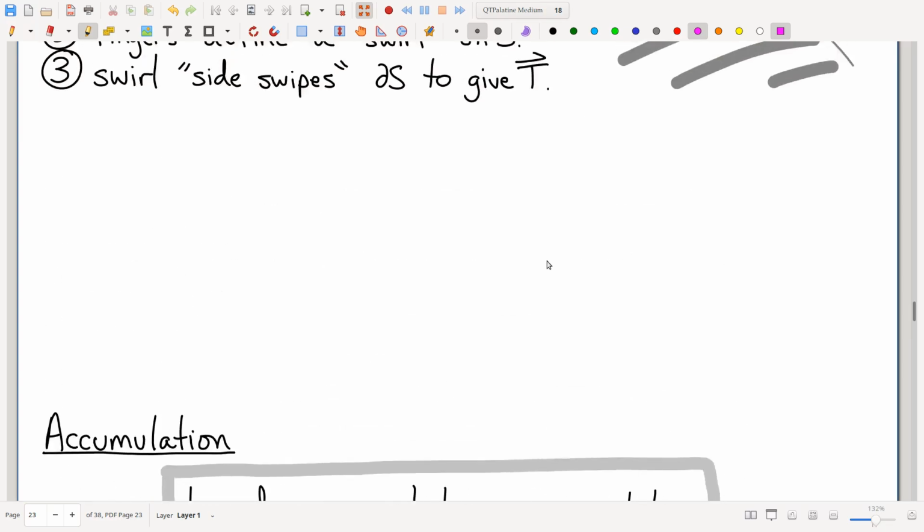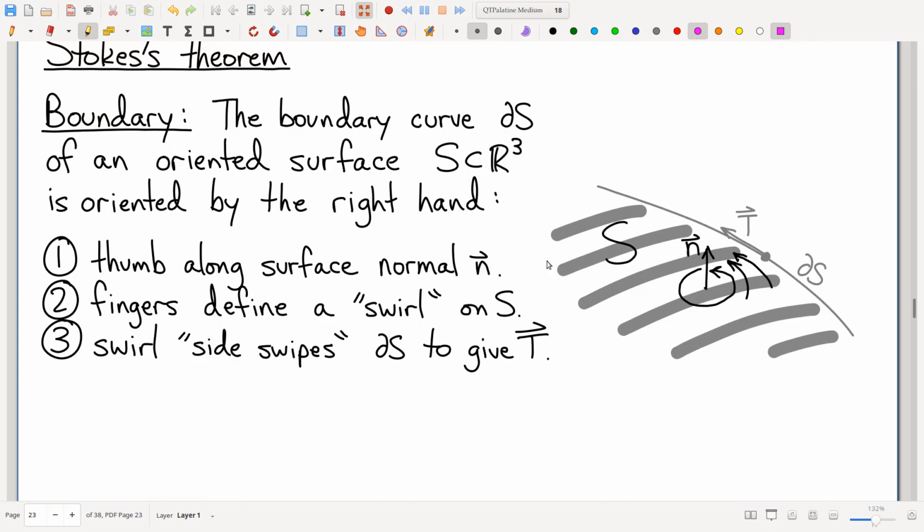Now, I do have to establish what the rules are about the word boundary. Remember, the word boundary is a loaded word. It means oriented according to certain convention. The convention is that whatever your surface normal is, if you're thinking about the orientation on the boundary curve, put the thumb of your right hand in the direction of that surface normal. Look at your fingers and see how your fingers point kind of around that normal vector.